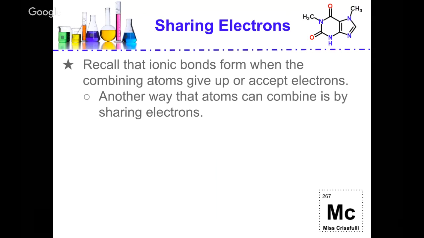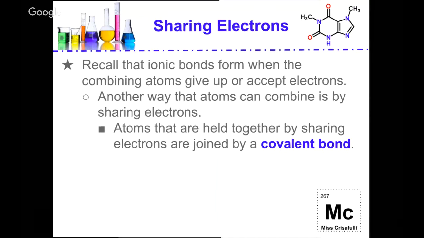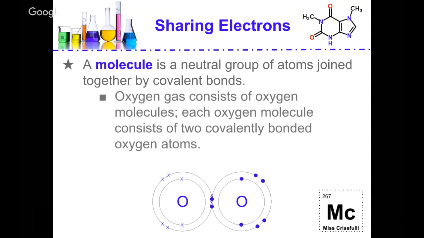Another way that atoms can combine is by sharing electrons. Atoms that are held together by sharing electrons are joined by a covalent bond. So a molecule is a neutral group of atoms joined together by covalent bonds. Oxygen gas consists of oxygen molecules. Each oxygen molecule consists of two covalently bonded oxygen atoms, and we can see that in the picture down here and below. They're sharing four electrons.